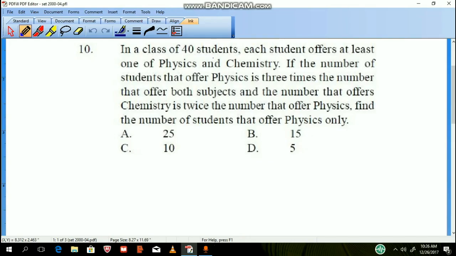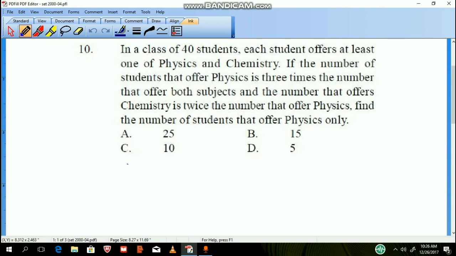Solving 2004 question number 10, we are told in a class of 40 students, each student offers at least one of physics and chemistry. If the number of students that offers physics is 3 times the number that offers both subjects, and the number that offers chemistry is twice the number that offers physics, find the number of students that offers physics only. Okay, so let's draw the Venn diagram for this question.